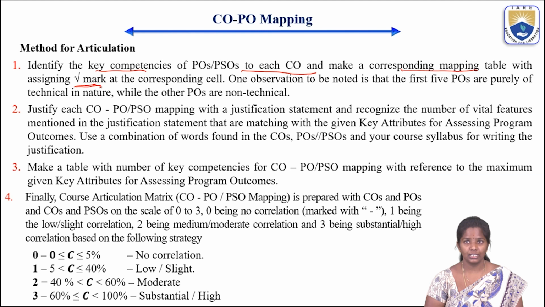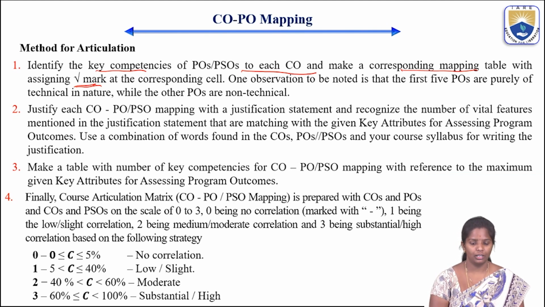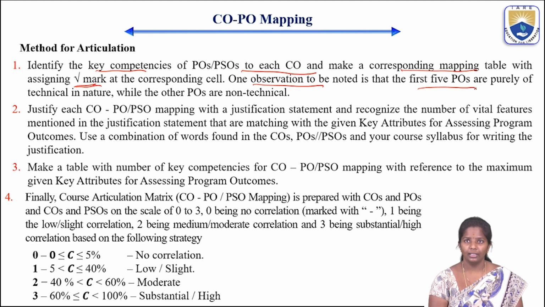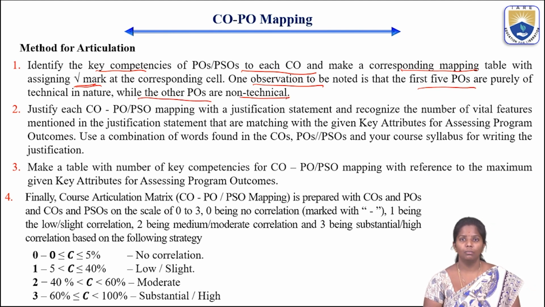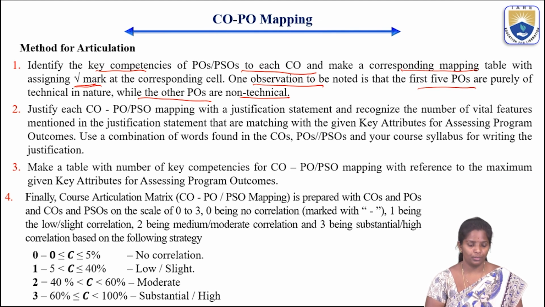In the corresponding table, for example, if there is a CO and a PO has to be mapped along with the CO, the applicable PO will be marked with a tick mark. One observation to be noted is that the first 5 POs are purely technical and the others are non-technical. So depending on the modules or the course outcomes we have, they have to be ticked properly.